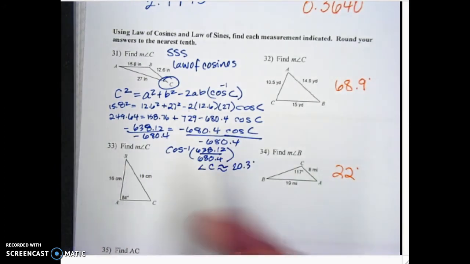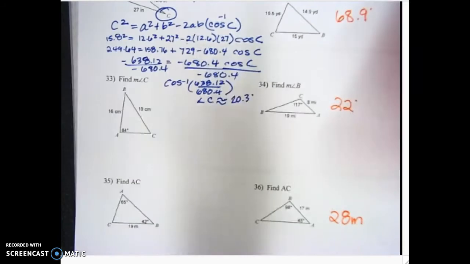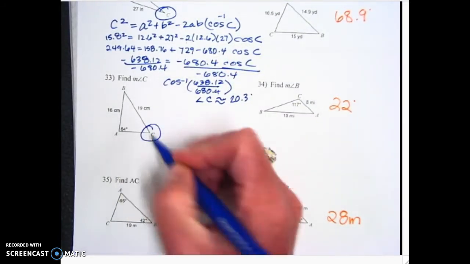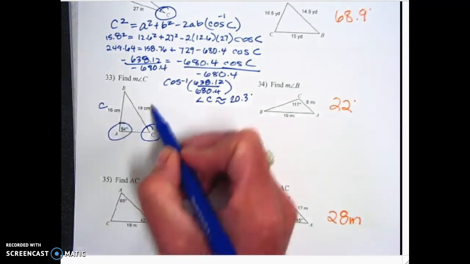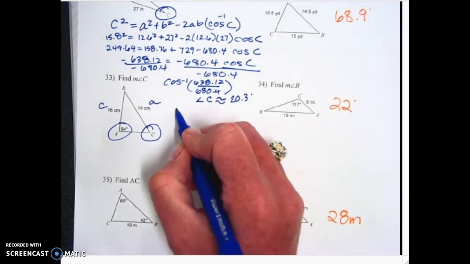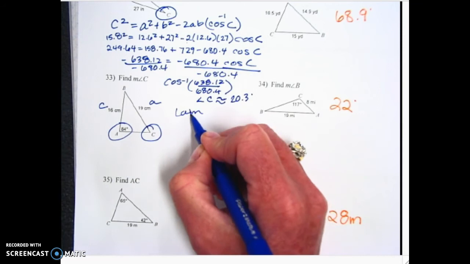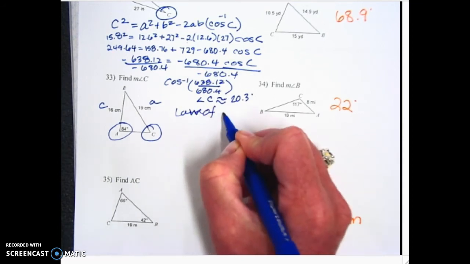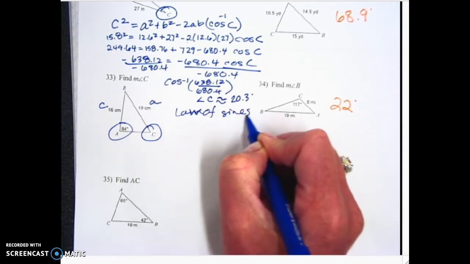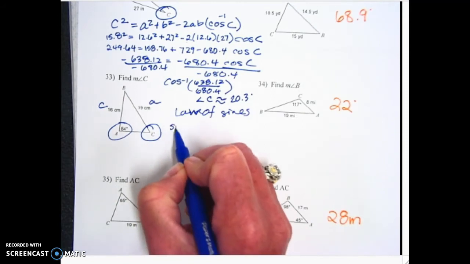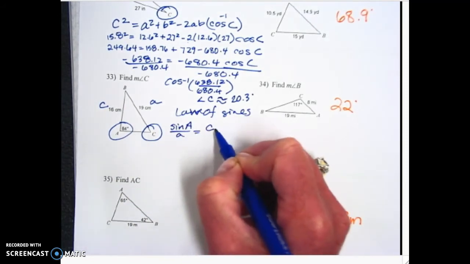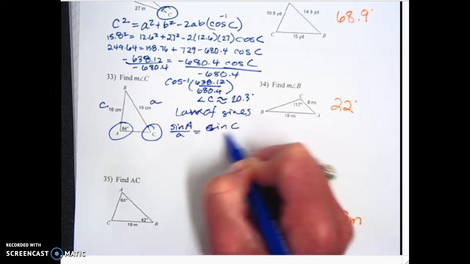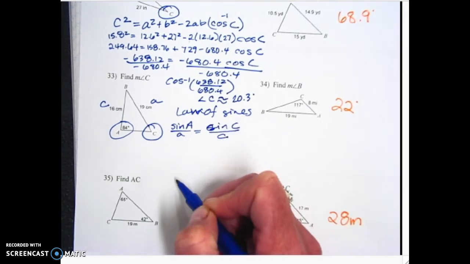Number 33, they want us to find angle C, and they gave us the opposite side C, and here's angle A and its opposite side A. So I'm going to use law of sines. So for this one, I used sine of A over side A, set it equal to the sine of C over side C, and just substitute in my values.